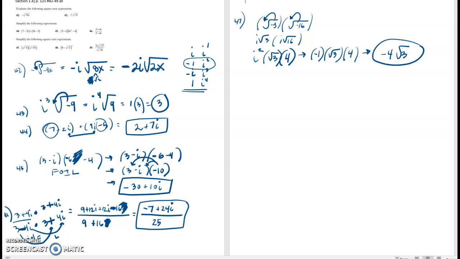Now, another way you could have done that is you could have gone back here and scratched out that i squared, knowing that that's going to change it to a negative. That's where that -1 came from.